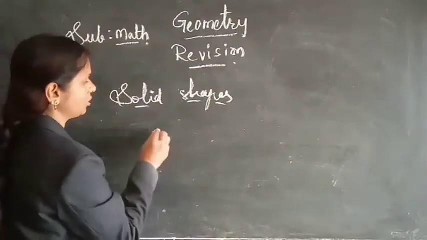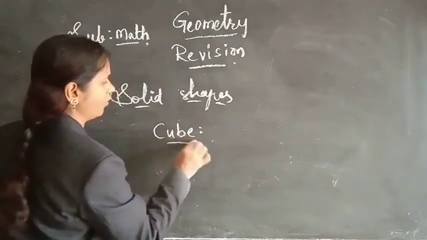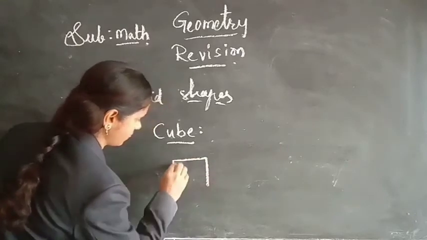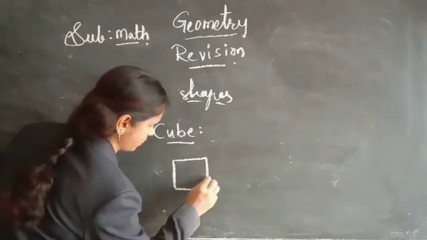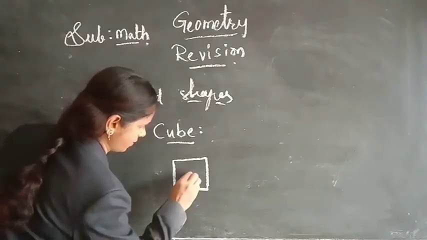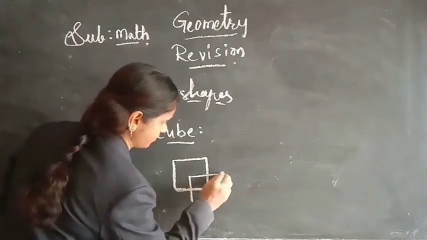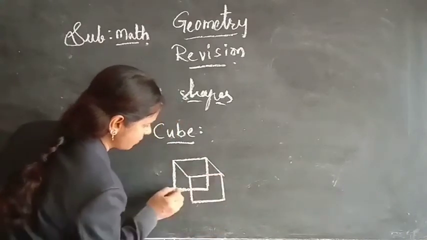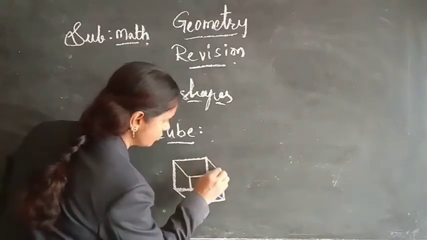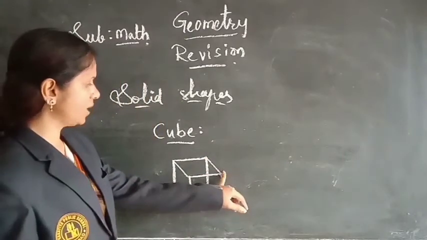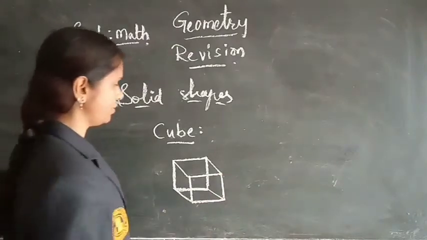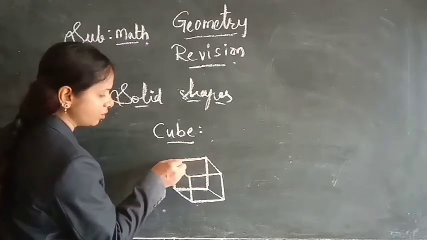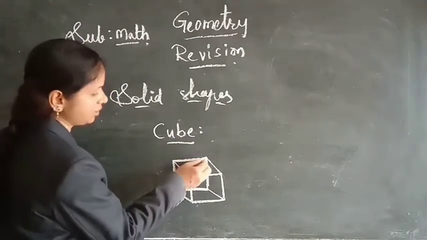Next solid shape is cube. Now I am drawing the cube here, you can see. Here you can see the shape of a cube, children. This is a cube, and a cube has all square faces. Now here you see the line segments, we call them edges. Let's count the edges here.